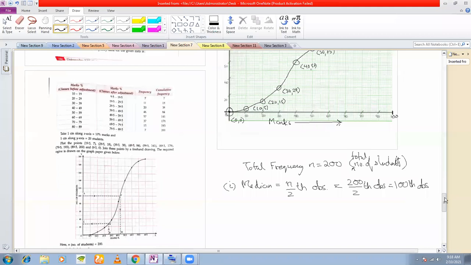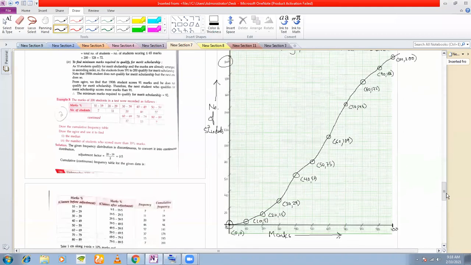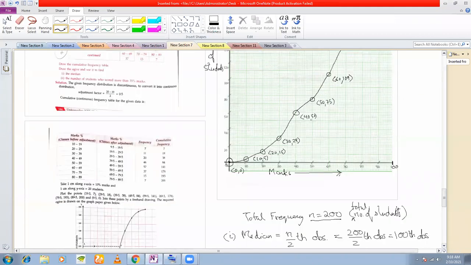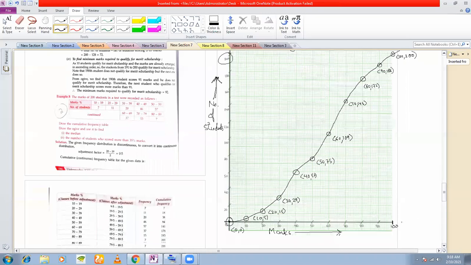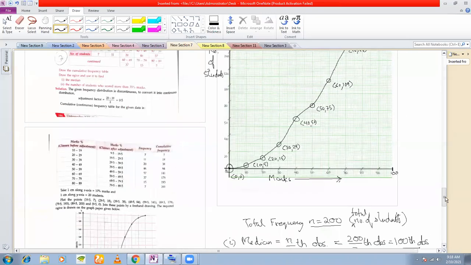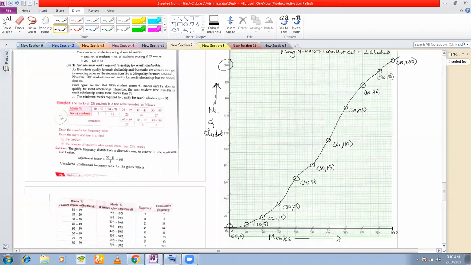So here we have median is equal to the 100th observation, and as I told you, n is the number of students here. So we look at the y-axis, which is the number of students. And what observation do we need to look at? We need to locate the 100th observation. So along the y-axis, you try to locate the point 100. So this is your point 100, because we are looking for the 100th observation.